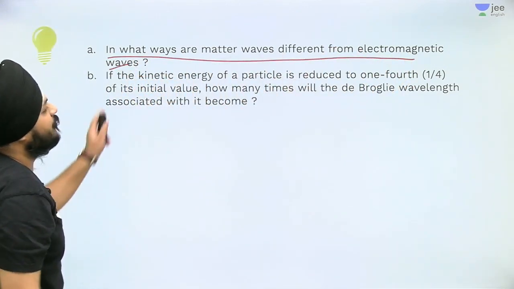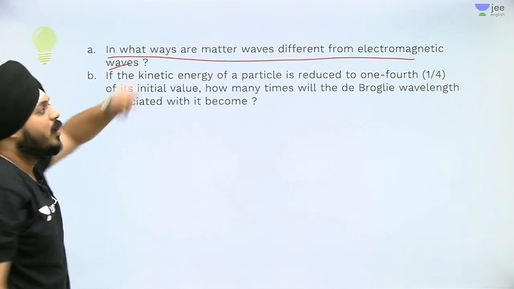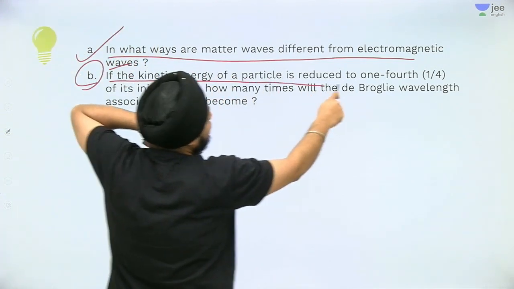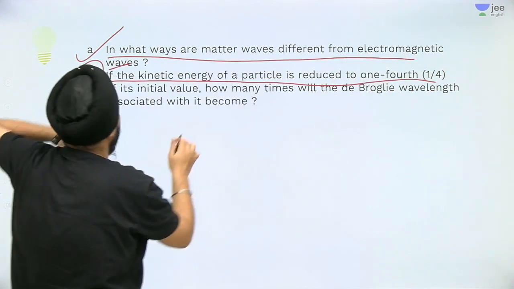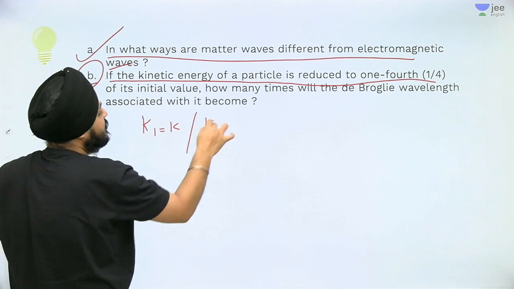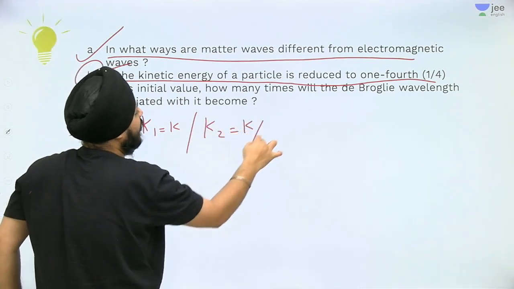Okay guys, so moving forward to the next question, in what ways are matter waves different from electromagnetic waves, this we have discussed. Now moving forward to the B part: if the kinetic energy of the particle is reduced to 1/4 of its initial value, the kinetic energy K1 is equal to K, and the second kinetic energy K2 is equal to K by 4.